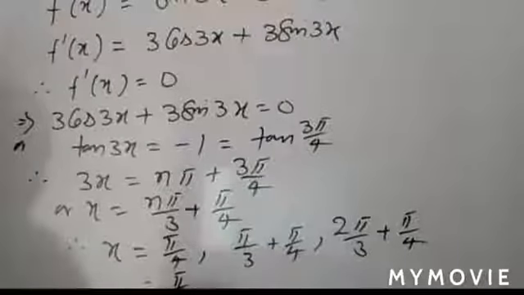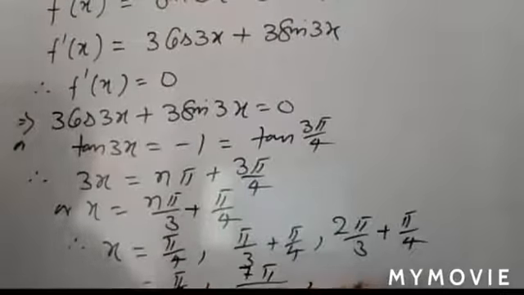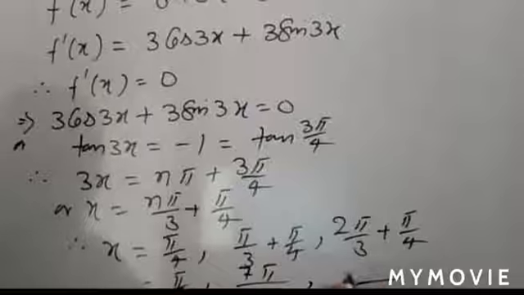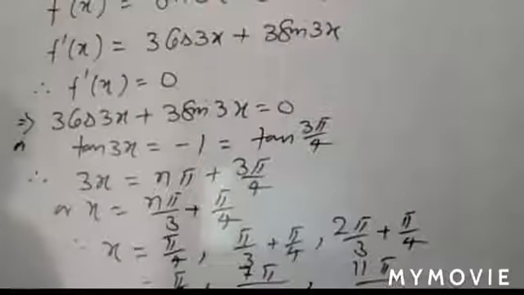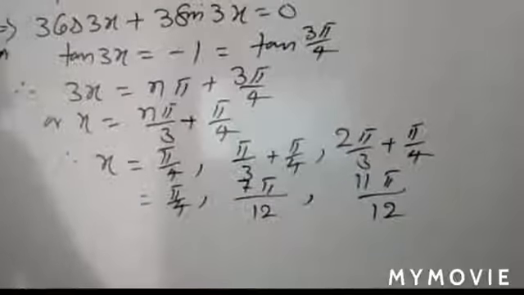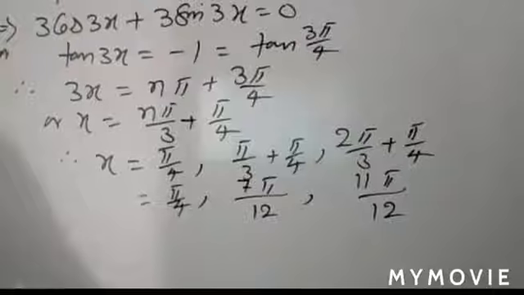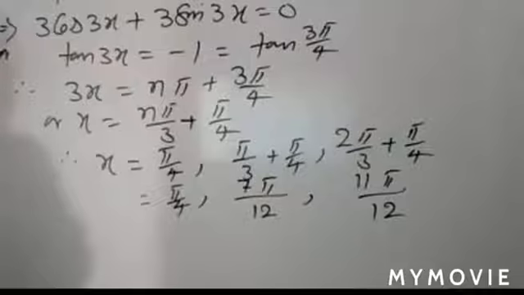So here you have pi by 4. If you solve, you have here 7 pi by 12. And here your LCM is 12, so 3, 4, 4 to 8, 3, 11, that is 11 pi by 12. Understand? So all these are the values of x which lie between 0 and pi.